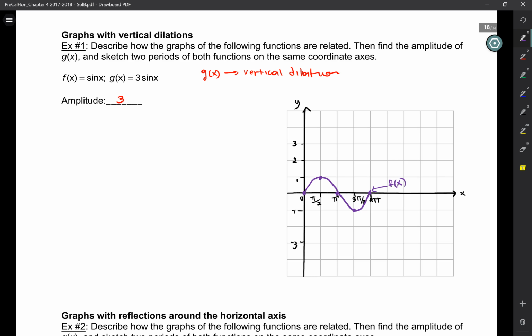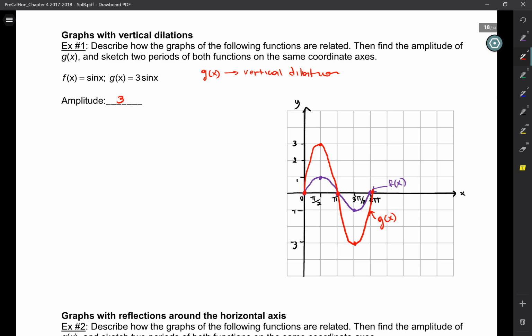That's f of x. Now g of x is the same, but it has an amplitude of 3. We start at the same point, and again, it goes from 0 to maximum 0, minimum 0. Maximum at 3, 0, minimum 0. Sounds good? And I label that g of x. You don't have to use different colors.